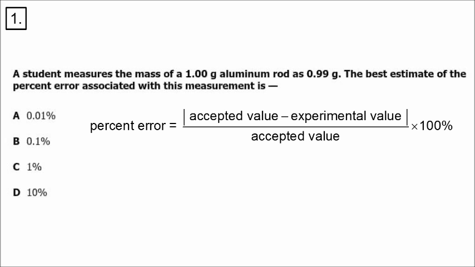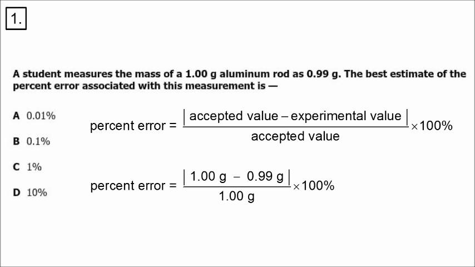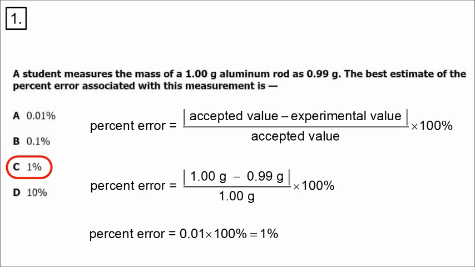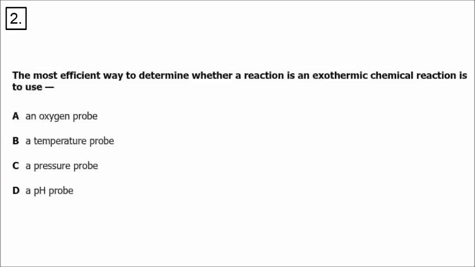Well, the formula for percent error is the accepted value minus the experimental value. We take the absolute value of this difference, divide by the accepted value, and then times 100. So in this particular case, we have a difference of 1 minus 0.99, which is 0.01, divided by 1. So 0.01 times 100 is a 1% error. The answer is C.